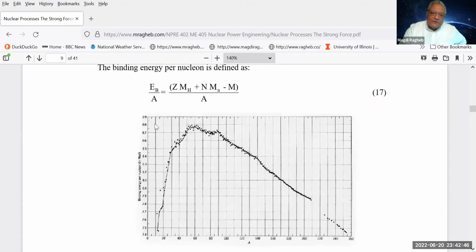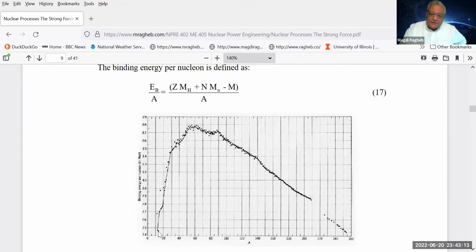So this is now the binding energy E sub B per nucleon, or per atom, or per neutron or proton in the nuclei. And if we plot this binding energy per nucleon against A, the mass number, you'll find that we get an interesting graph. Each point there is one of the isotopes of the elements that occur in nature.